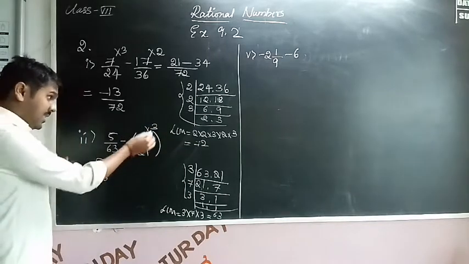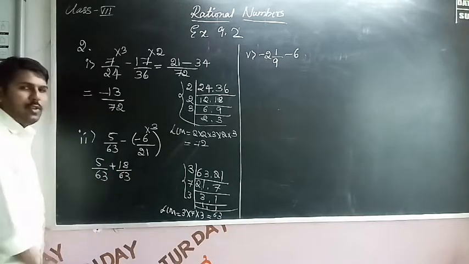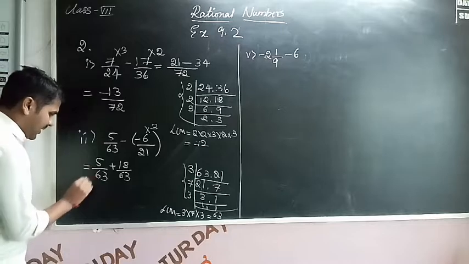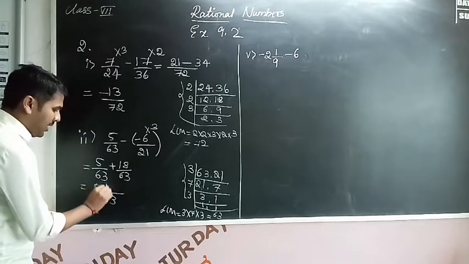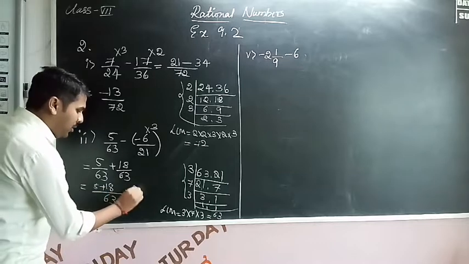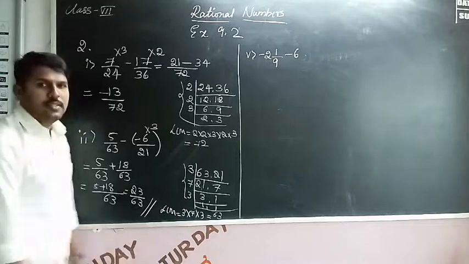Is that it? So next, 6 3s are how much? 18 divided by 63 only. So denominators are same, so just add the numerators. 5 plus 18, what will we get as the answer? 23 by 63. So this is the final answer.